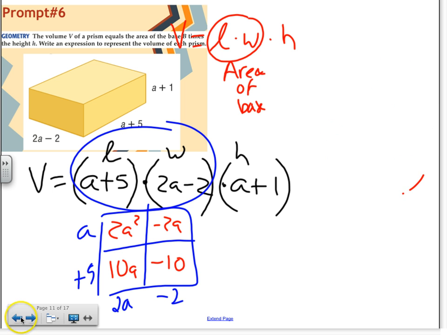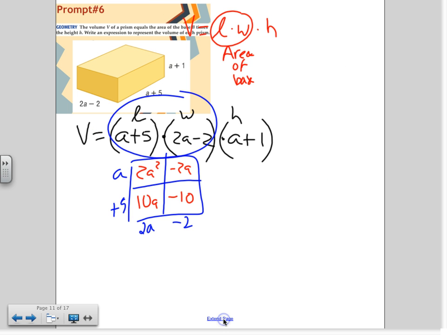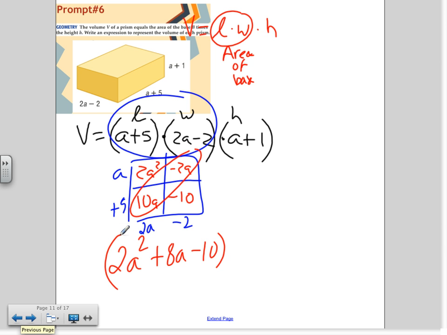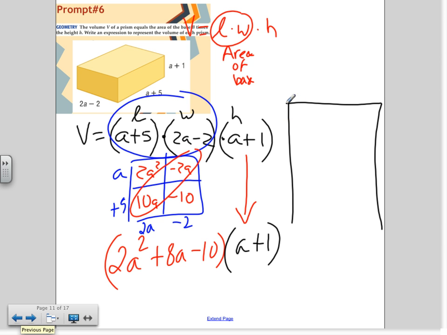So, do we see any like terms that we can actually combine? Yes, negative 2a. So what is this going to become? 8a. So you write 2a squared plus 8a minus 10. This is a new trinomial, and I'm going to bring down the plus 1. So what is that new box going to look like? 3 by 2, three terms by two terms. So I'm going to set this new box up.